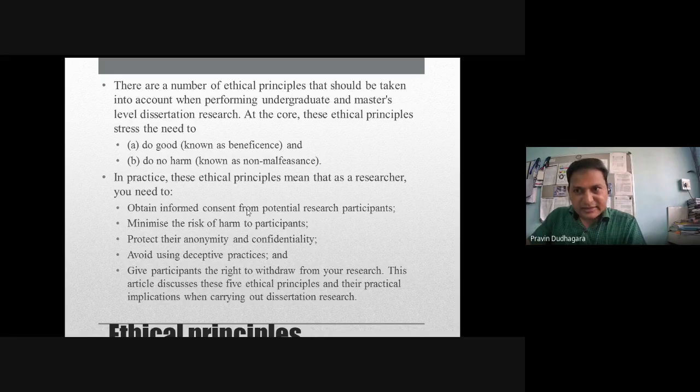So in practice, as far as ethical principles are concerned, it means that as a researcher, you need to obtain informed consent from the potential research participants, minimize the risk of harm to the participants, protect their anonymity and confidentiality, avoid using deceptive practices, and give the participants the right to withdraw from your research.